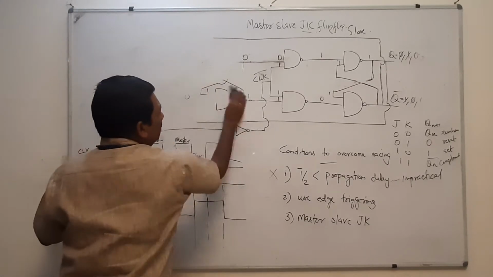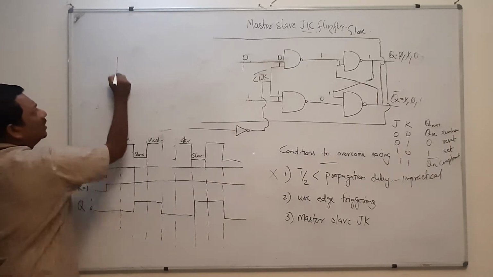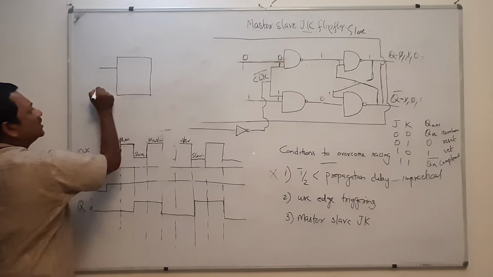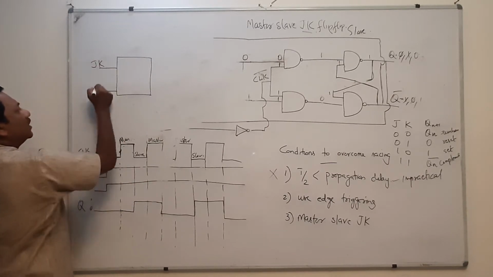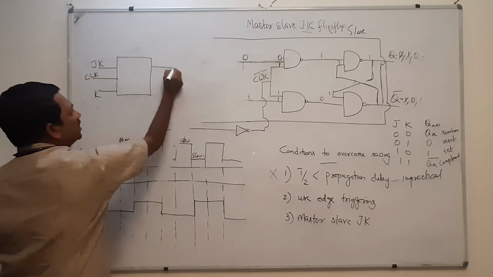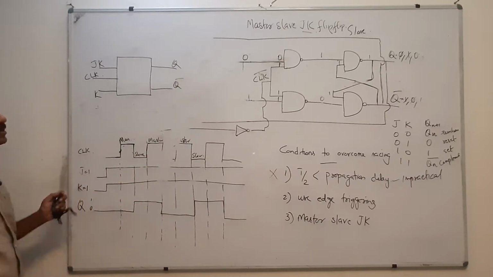Simply, we have a JK flip flop like this. This is the flip flop. This is J, K, and this is the clock. And these are the outputs Q and Q bar. This is the JK flip flop.